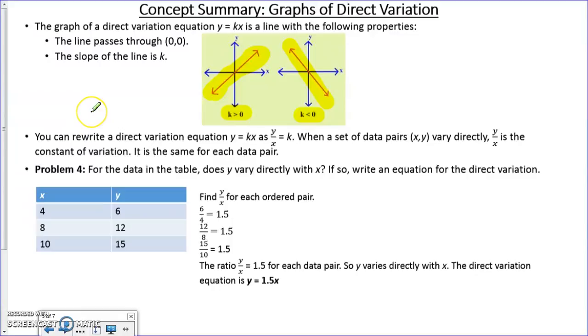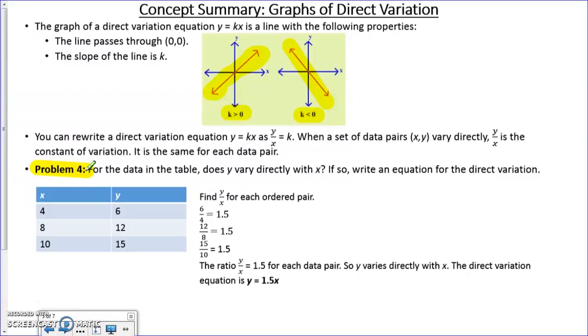You can rewrite a direct variation equation y equals kx as y over x equals k. When a set of data pairs x, y vary directly, y over x is the constant of variation. It is the same for each data pair. Problem 4. For the data in the table, does y vary directly with x? And if so, write an equation for the direct variation.